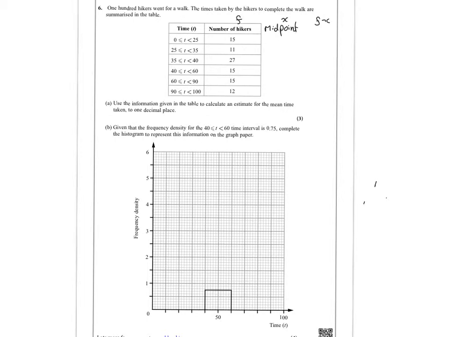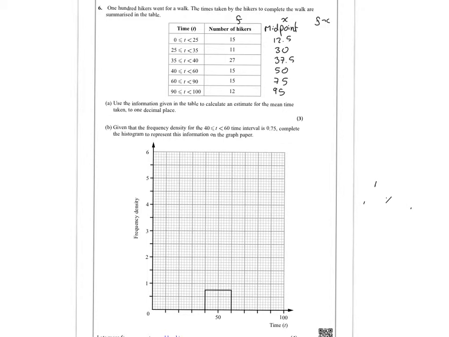Midpoint of 0 and 25, that's 12.5. 25 to 35, that's going to be 30. 35 to 40, that's 37.5. Add them together and divide by 2 if you're not sure how to do this or you can't spot it. 40 to 60 is 50, 60 to 90 is 75, 90 to 100 is 95.